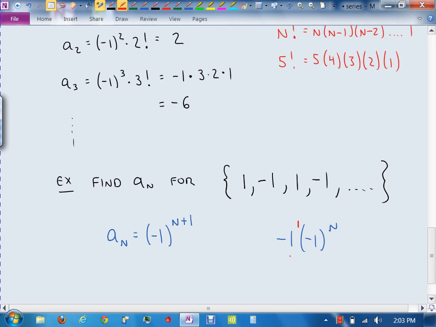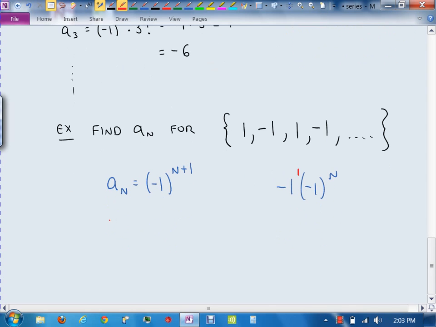Positive 1? Aren't these the same bases? Negative 1 to the 1, negative 1 to the n? What do you do when you have the same base and you multiply? What do you do to the exponents? You add them. What's n plus 1? N plus 1. So this is this, just put together. Awesome.